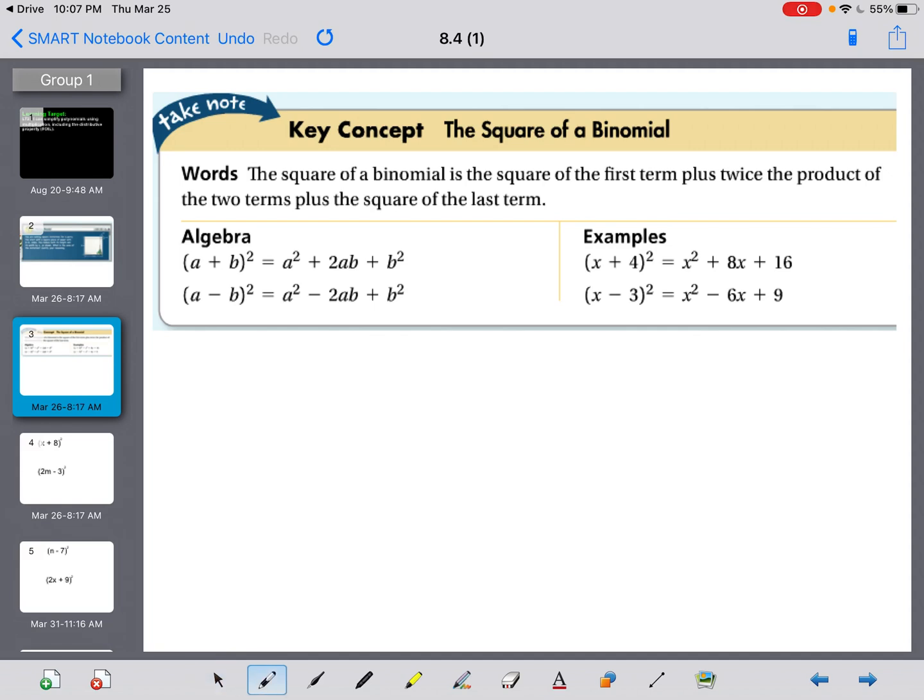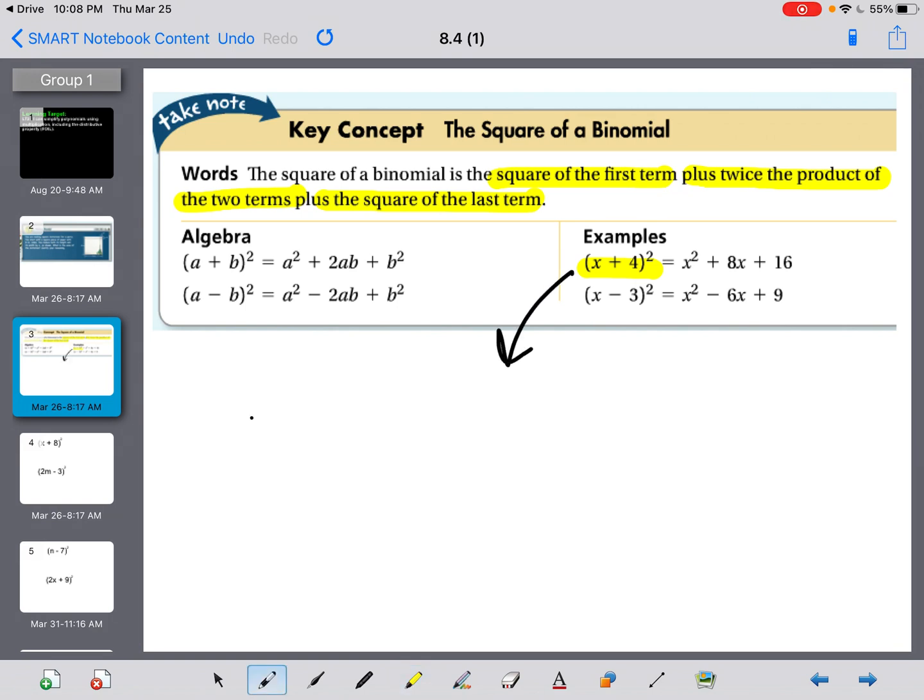So if they give you something like this, x plus 4 to the second power, or x plus 4 squared, or x minus 3 squared. The trick to that, you are welcome to write it out as x plus 4 times x plus 4 and use your FOIL, or if you just know that the square is going to be a square of the first term plus twice the product of the two terms and then plus the square of the last term. And I'll show you what that means, but let's break it down right here first.